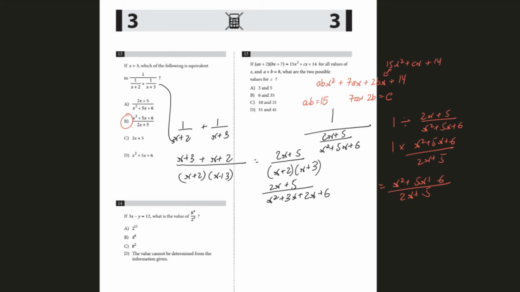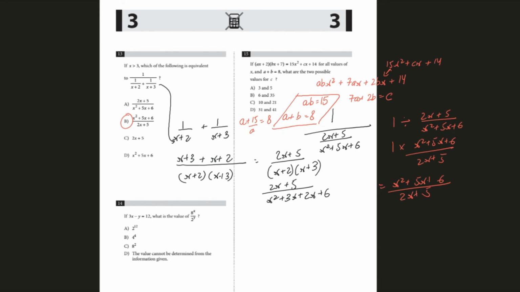Now we have to find out the two possible values of c. Also, they've given you a plus b is equals to 8. So this is the second equation that you have. So now you have to find the value of a and the value of b. For example, we make b the subject of the equation. So we get a plus 15 upon a is equals to 8.